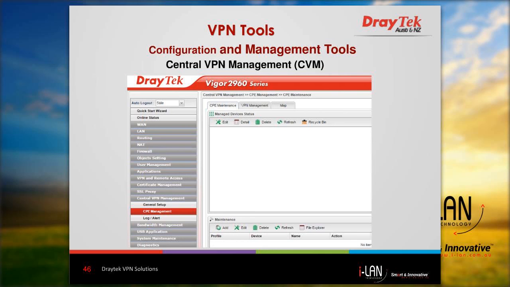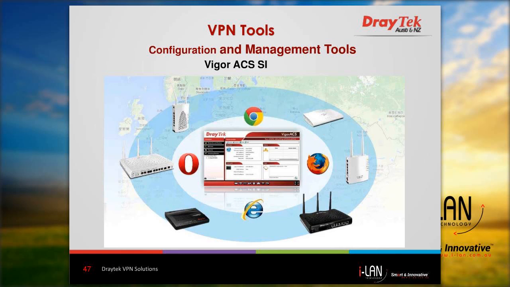And here we have a screenshot of the 2960 central VPN management option configuration menu, and this is similar to the 3900 router. And the other tool that can be used to create and manage VPN tunnels is Vigor ACS SI, and this was covered in one of our previous webinars held earlier this year as well.